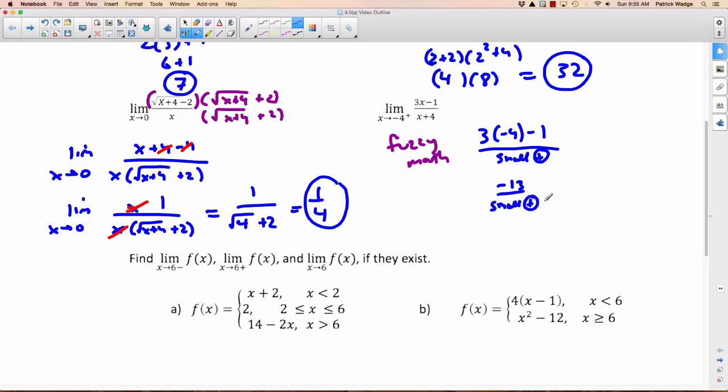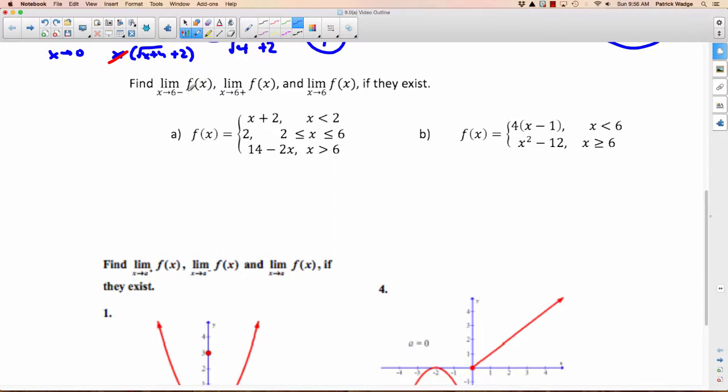And again, remember this is so small. This is like 0.00000000000 for a couple days, 1. So what happens when you divide -13, or any negative number, by a very, very, very small number? What kind of number do you get? It goes all the way up to infinity. In this case, it's going to be -infinity, and that would be your answer.